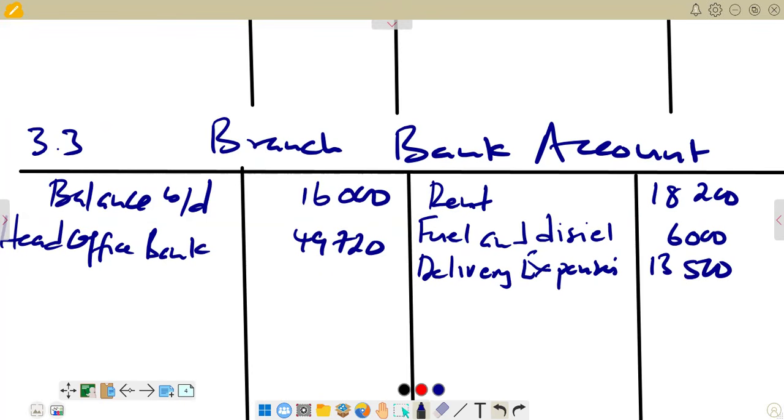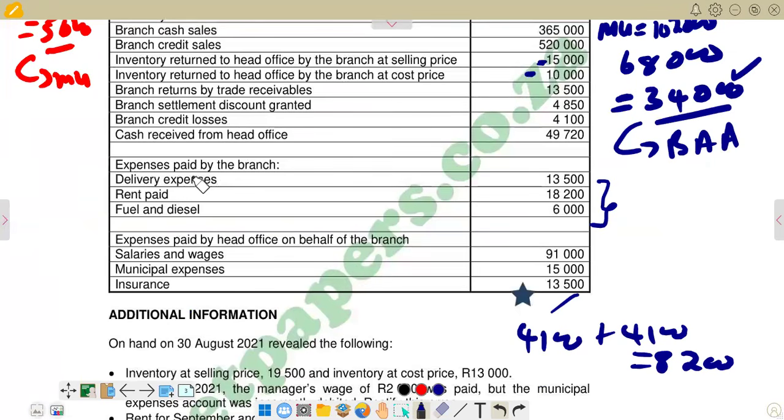So we can leave it as that. And then remember, we don't have the rent account, fuel and diesel account, or delivery expense account that we're supposed to debit. So we are just going to ignore the debiting part. So we go there. We are now going to the expenses paid by head office on behalf of the branch. So these expenses were paid by the head office, but they belong to the branch, which means they are going to affect the profit or loss account.